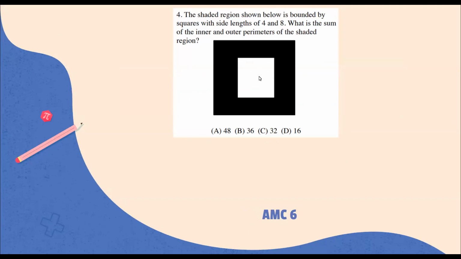And the square on the inside has a side length of 4 and the outside is 8. And you want to find the sum of the inner and outer perimeter. And once everybody has told me their answer, then I'll show you guys the answer. This is another AMC 6 problem.